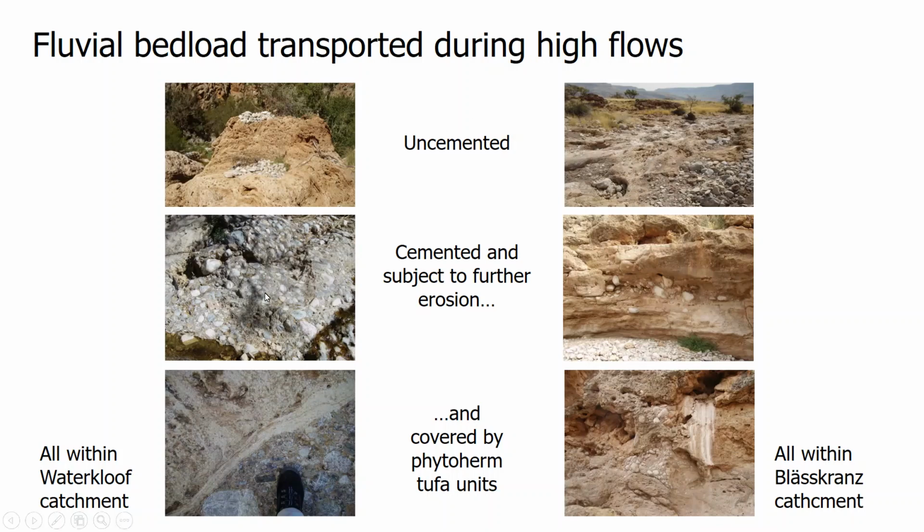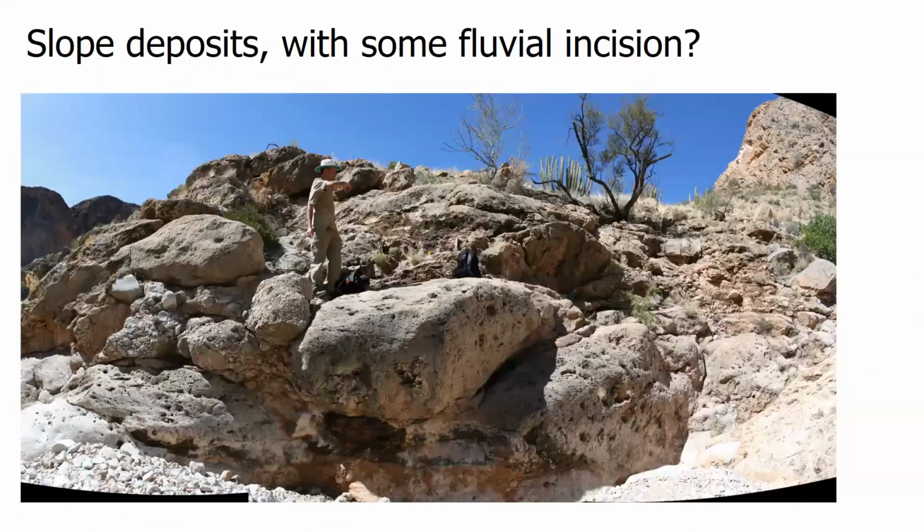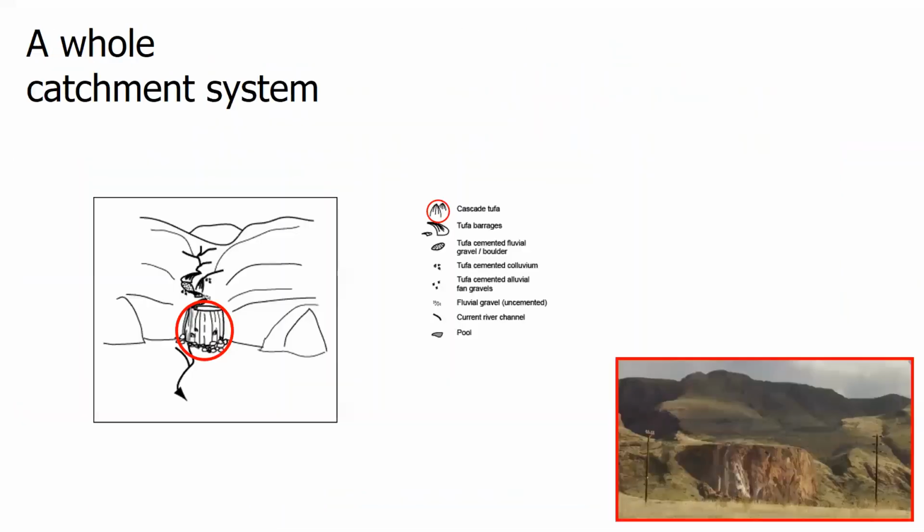And these units are covered by clast-poor tufa units, phytoherm units around vegetation. There's a lot of evidence for fluvial incision, scour pools at the banks, through very large barrages themselves, even some biogeomorphic erosion by trees. And sometimes it seems that the system's working at the slope with also some fluvial incisions, and this is at the Arboid adult.